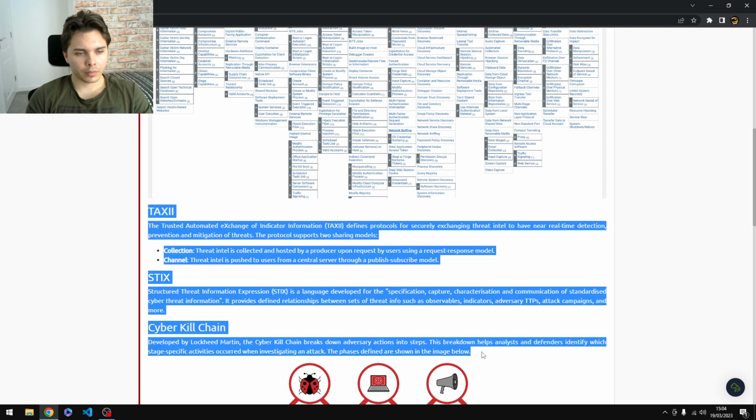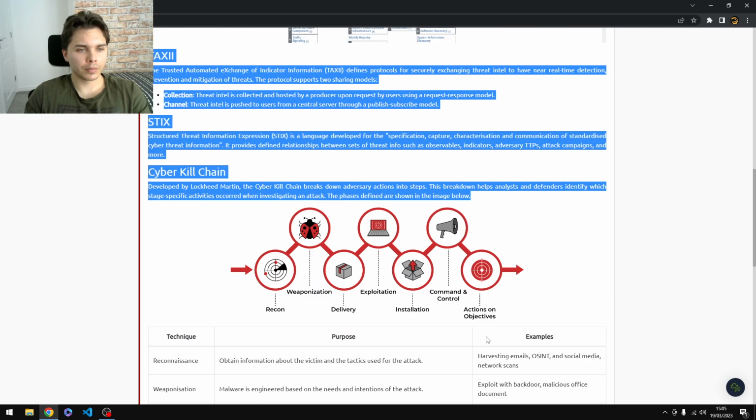STIX. Structured Threat Information Expression, STIX, is a language developed for the specification, capture, characterization and communication of standardized cyber threat information. It provides defined relationships between sets of threat info such as observables, indicators, adversary TTPs, attack campaigns, and more.